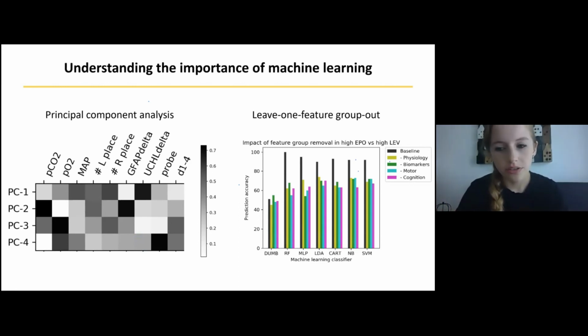And you can actually see when we remove one feature group at a time, the accuracy loss is pretty equal across the board. So it wasn't like one feature or one feature group was driving these findings. It was really the combination that allowed us to get to these insights, suggesting that machine learning was actually necessary.